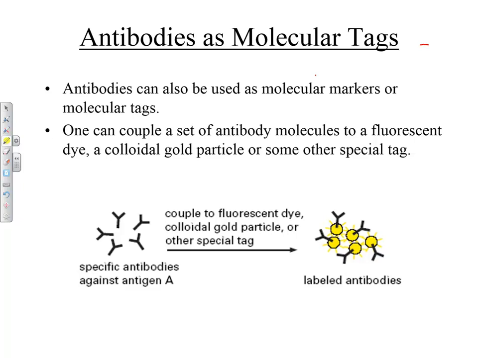Now antibodies can also be used as molecular tags or molecular markers. For example, one could couple a set of antibody molecules to a fluorescent dye, to some color, or colloidal gold particle or some other special tag. So that way, if you have these antibodies that have had this tag inserted on them, then you'll be able to track what is happening to those antibodies.